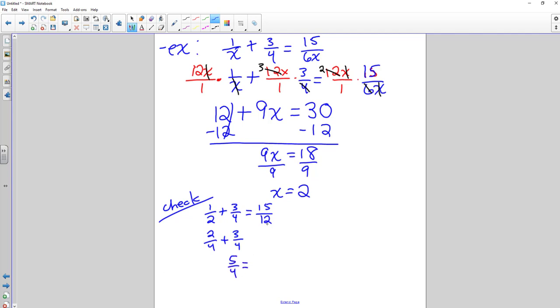Should equal, and I'm just going to bring this down, reducing 15/12 by 3, I would, yes, be left with 5/4 on both sides. So this checks out. x equals 2 is my answer.